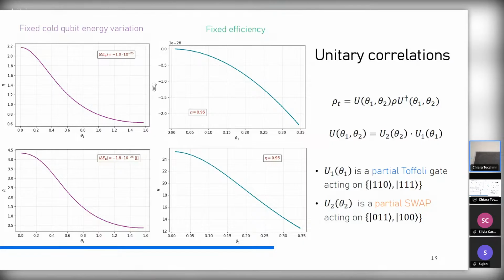Here, higher correlation, lower cooling. So in general, they're not always a cost, but it depends on what we are looking at: the efficiency or the energy variation, so the cooling.